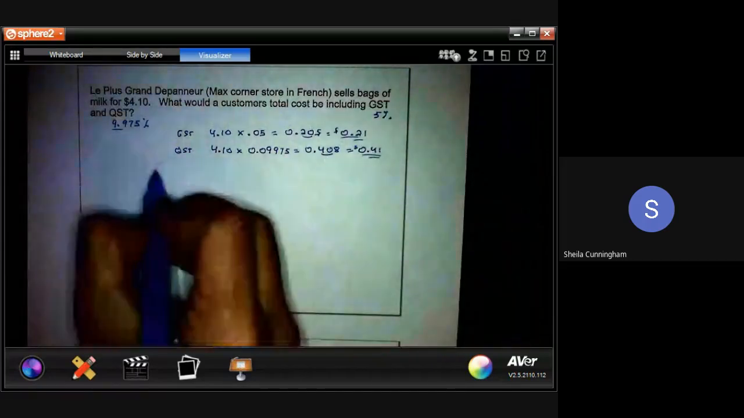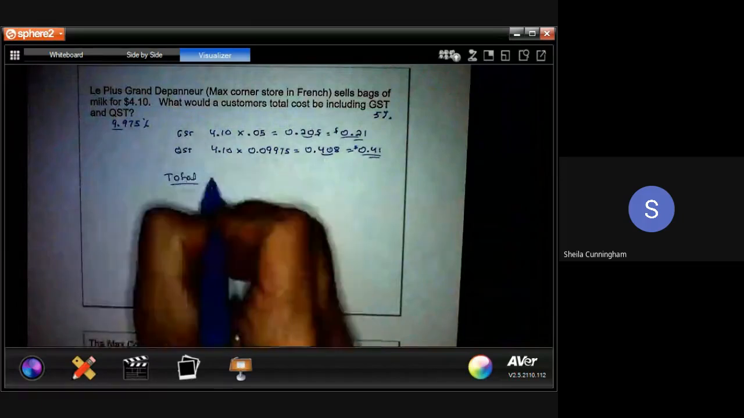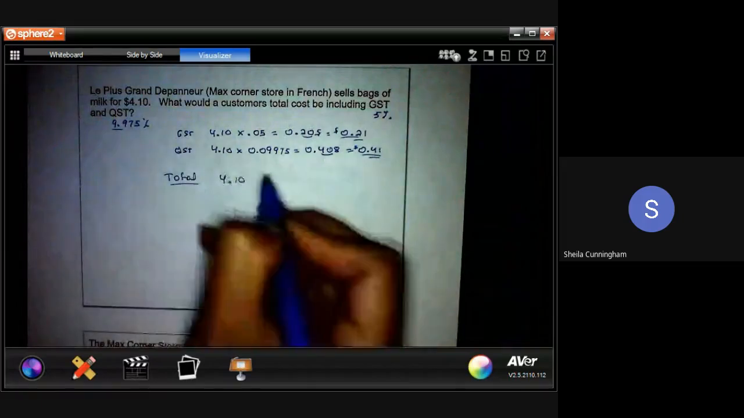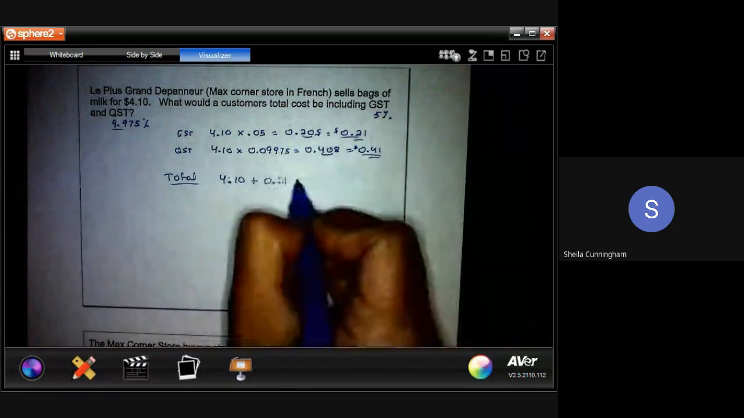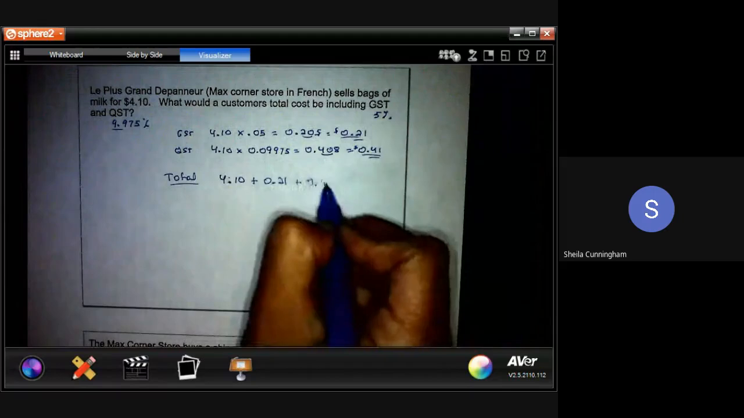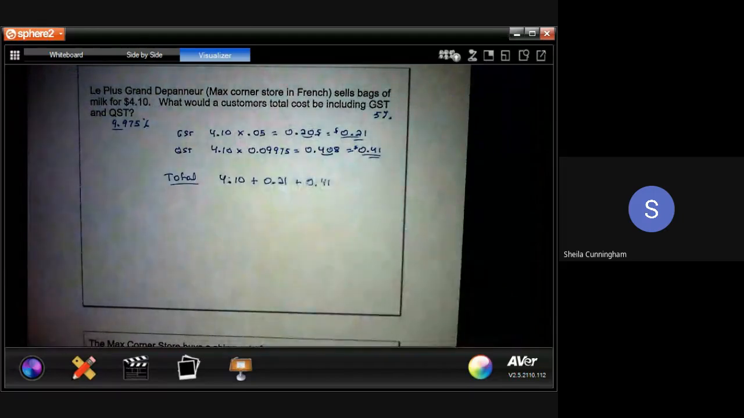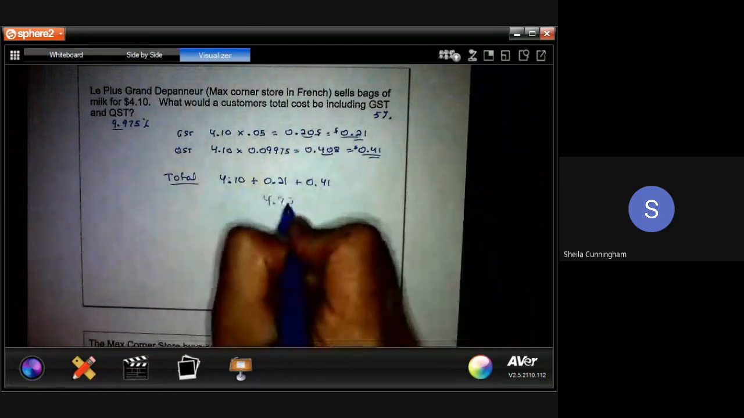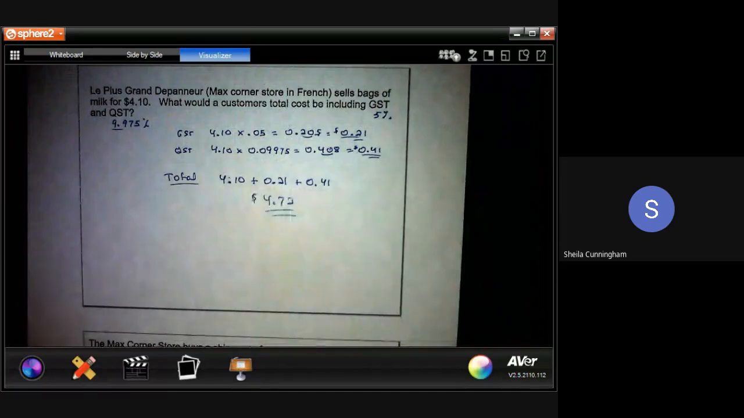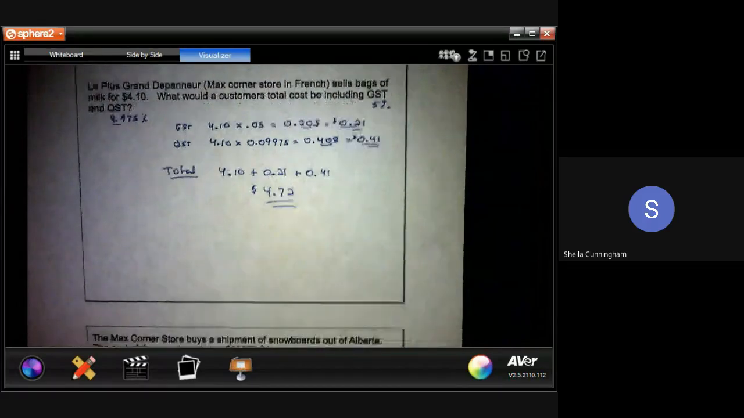So now I want to find the total. I'm going to take my milk that I'm purchasing at $4.10 plus the GST of 21 cents plus the QST of 41 cents. Now if I take all of those and add them together, I am going to get $4.72. So the cost of that bag of milk is not $4.10. It works out to $4.72.